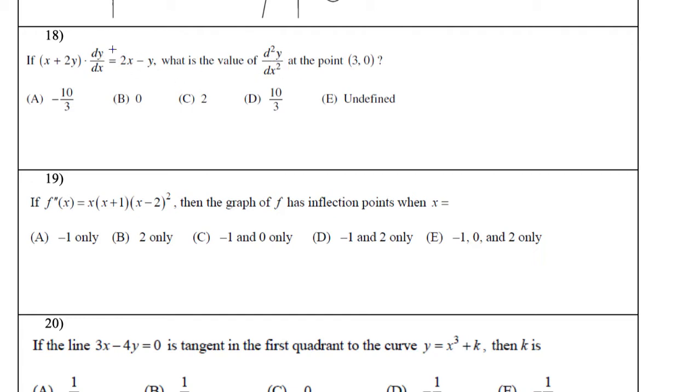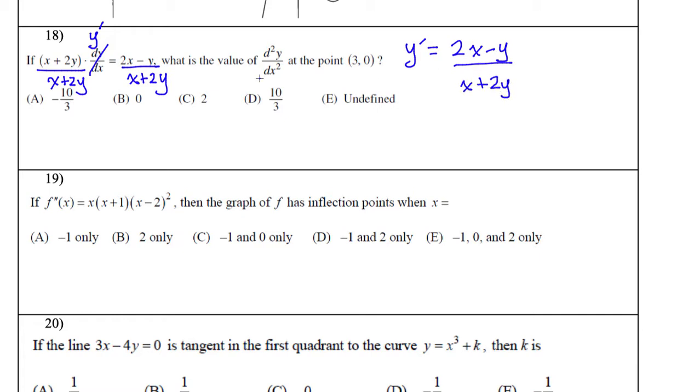All right, so on to number 18, we have this thing, and we need to find this thing. Okay, so it's already given us a y prime right here. Again, this can be converted to a y prime. I'm going to go ahead and isolate for y prime before I take the derivative again. So I need to divide both sides by x plus 2y, and that means my y prime is really equal to 2x minus y, all divided by x plus 2y.